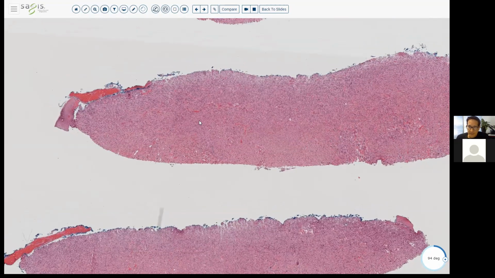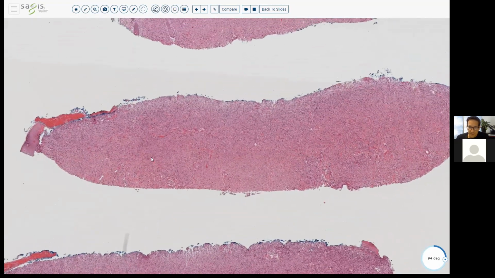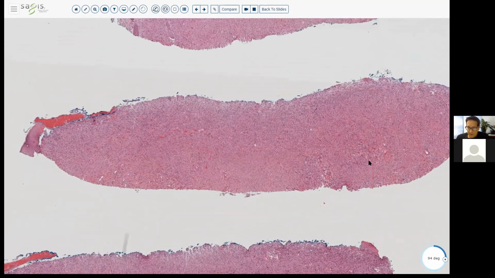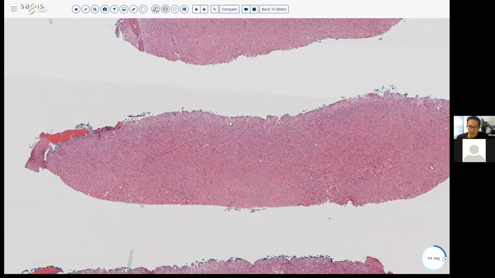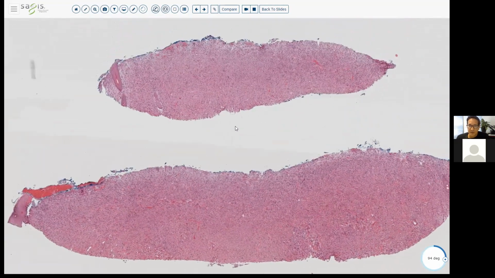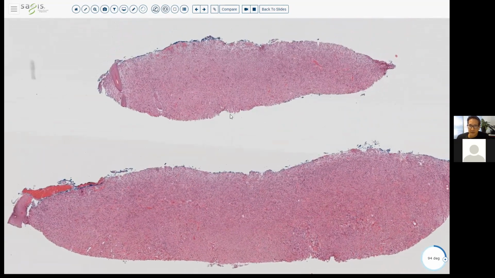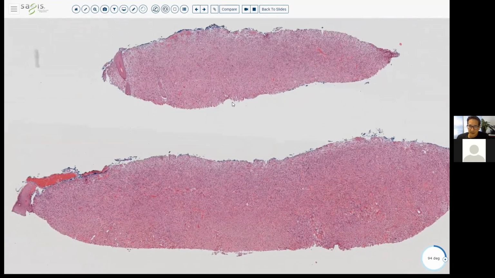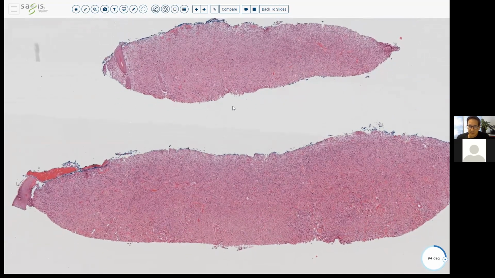So you can't distinguish them just by stain or a superficial shave. So in this case, you might call this one a probable atypical fibroxanthoma and just say the differential would include an undifferentiated pleomorphic sarcoma. And that can only be really determined once you excise the lesion.